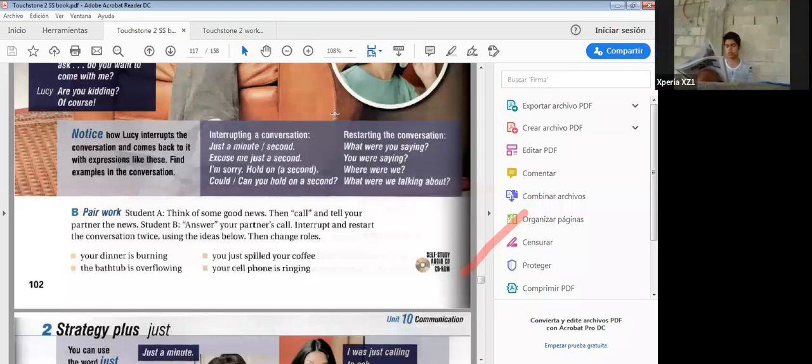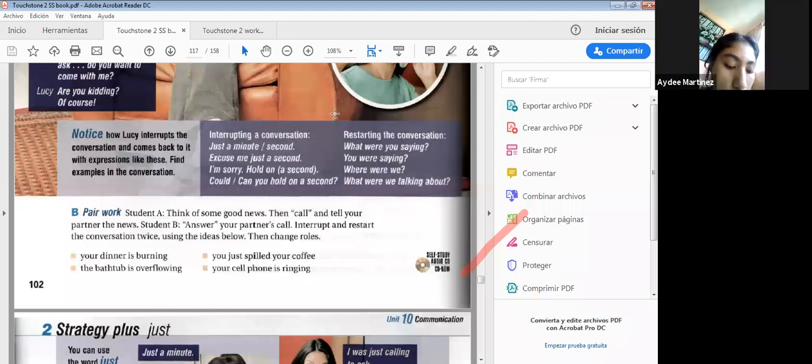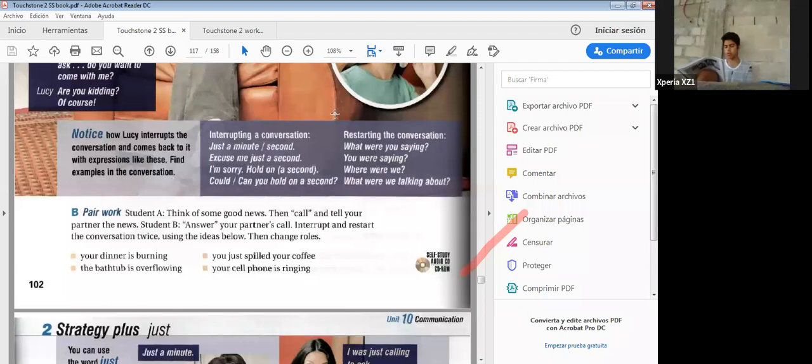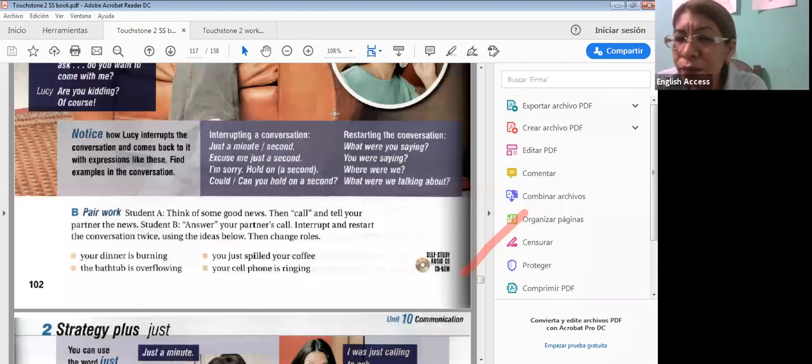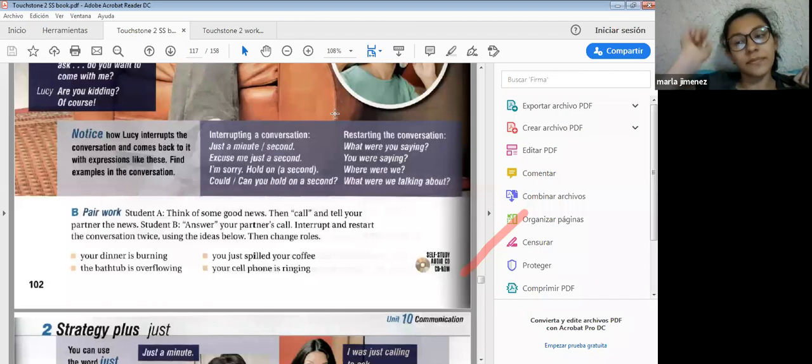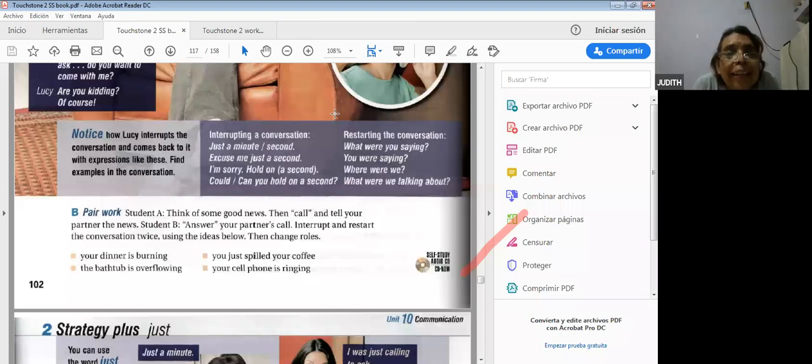Just a second. Excuse me. Just a second. I'm sorry. Hold on a second. I'm sorry. Hold on a second. Could you hold on a second? Can you hold on a second? Okay. Let's continue with the second column.